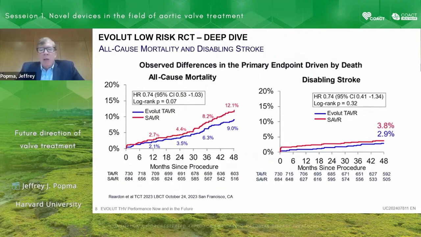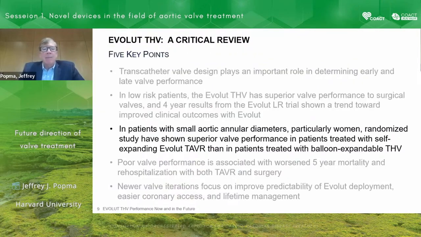Most importantly, this benefit was due to a separation in mortality from 1 year to 2 years to 3 years to 4 years, a progressive separation of the curves, with 12.1% mortality at 4 years with surgery and 9% in those patients treated with Evolut. Very, very important, particularly comparing the contrasting event curves that occurred with the PARTNER 2A and PARTNER 3 trials.